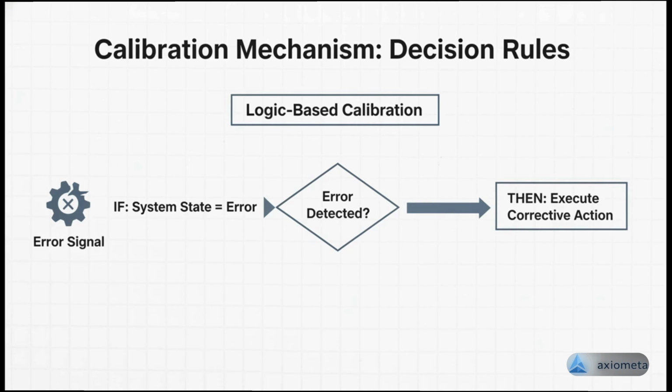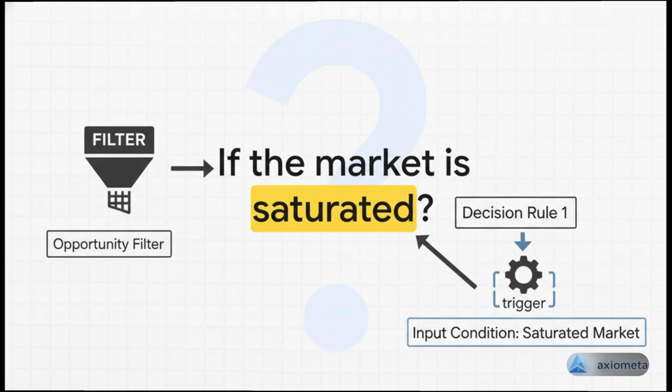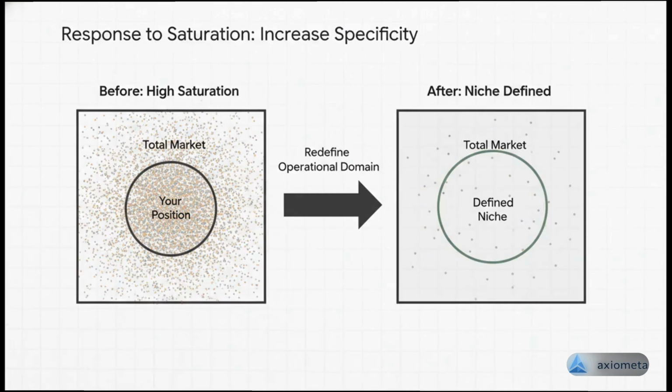So, to correct these errors, the system uses a logic-based calibration mechanism. It runs on a series of simple, if-then decision rules that trigger a specific response when a specific error signal is detected. Let's look at the first decision rule. This one is triggered by an input condition from that opportunity filter we talked about. The system's programmed response to high market saturation is simply to increase specificity, to niche down. This is a strategic move to bypass direct competition by redefining the operational space to a smaller, less contested one.